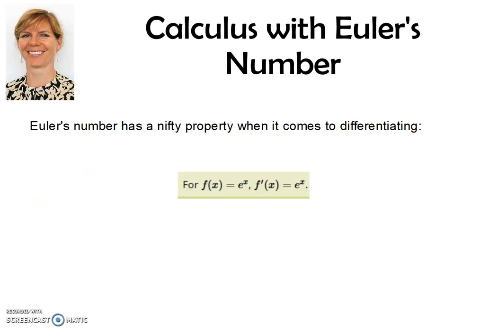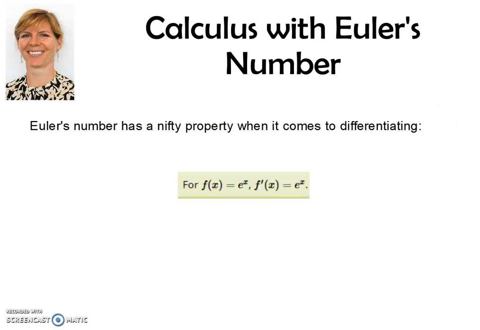Okay, so Euler's number has this really nifty property when it comes to differentiating, and that is that the derivative of e to the power of x is just itself. So if you were to differentiate e to the power of x, you would get e to the power of x, and if you keep doing that, you will always get e to the power of x. Which makes calculus with Euler's number quite straightforward.